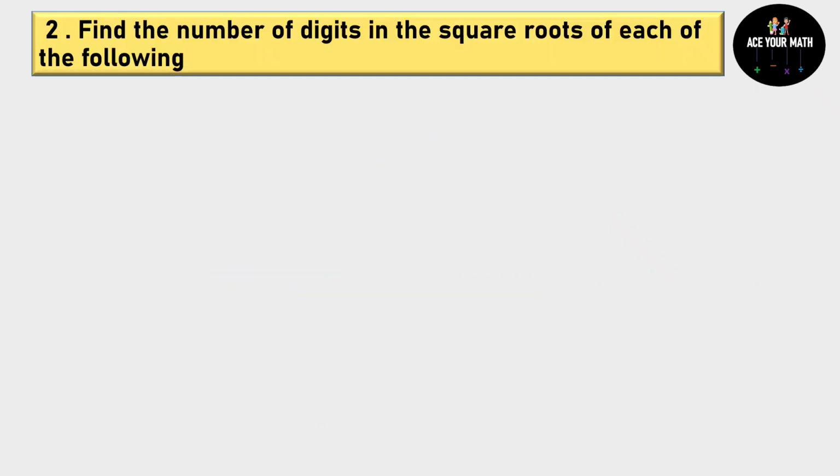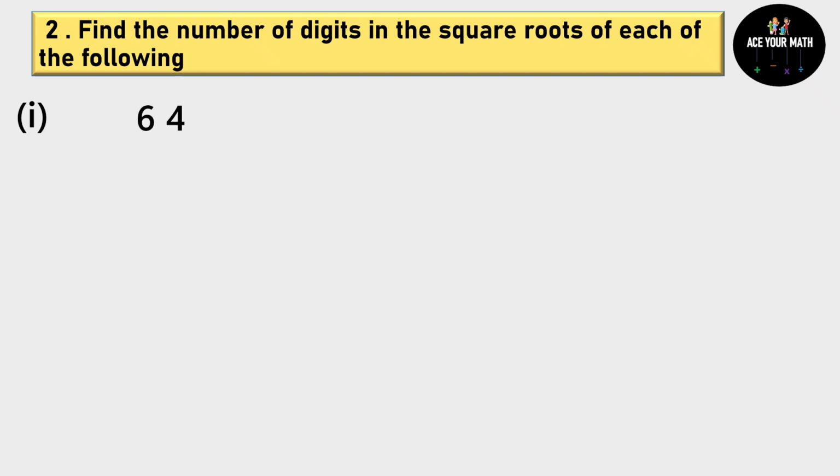The second question is, find the number of digits in the square roots of each of the following. So it's very simple. If any number is given, start forming its pairs. If you're forming two pairs, then the answer will be in 2 digits. Okay, so let's find it out.